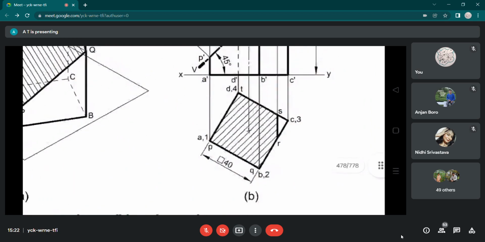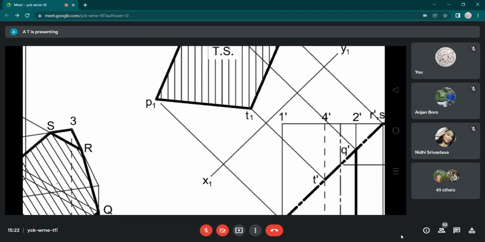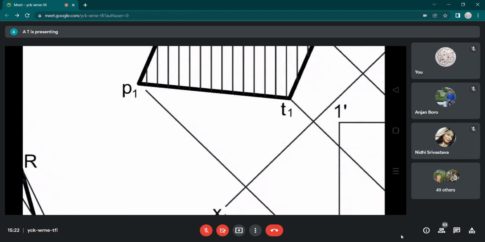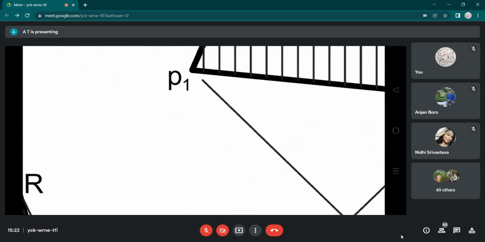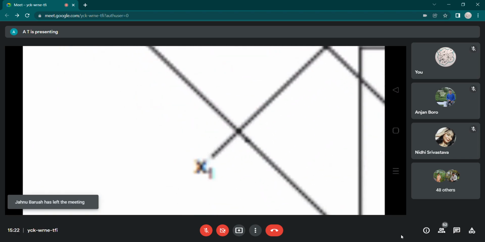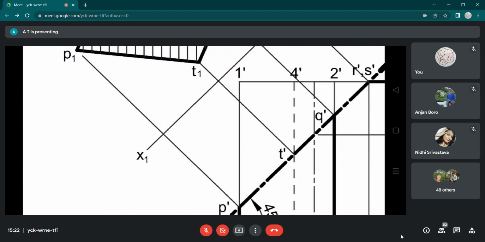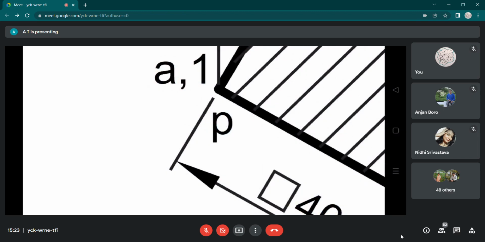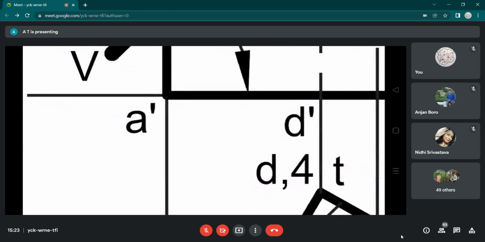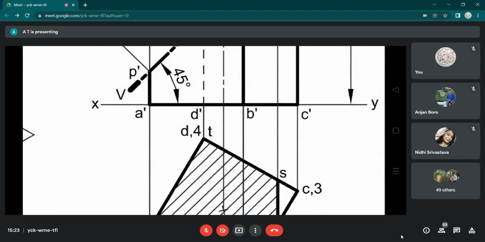Distance of, so please, I'll try to repeat it. What is the distance of P1 from X1, Y1 line? What is the distance of this P1 from this X1 and Y1 line? It is the same distance as this P of the top view from the XY line. Same distance. One point you remember it, rest of the other things will be clear to you.